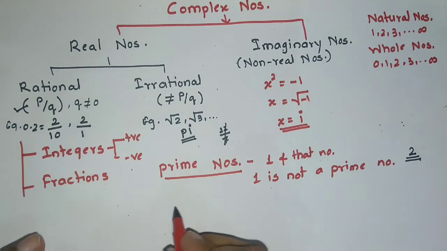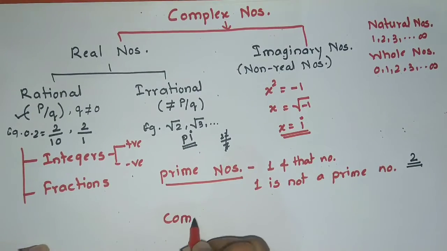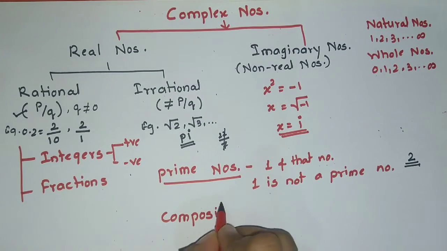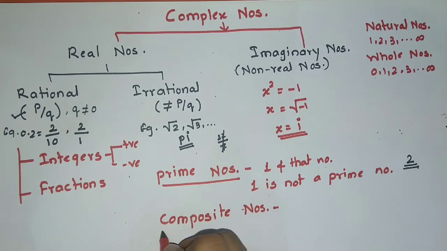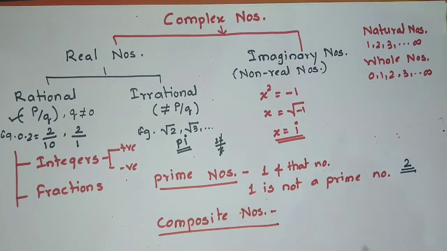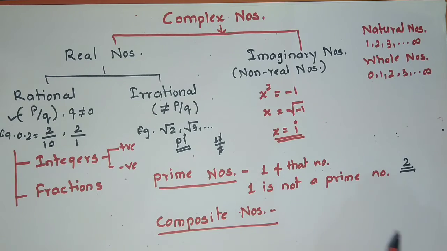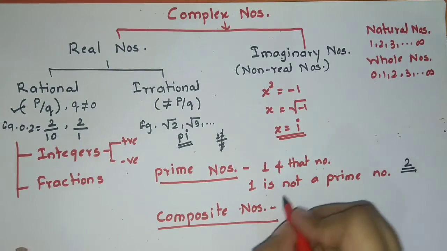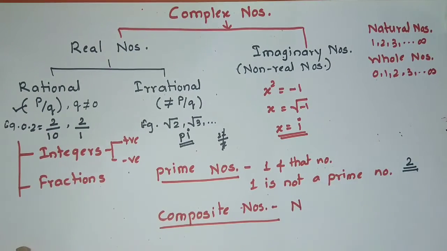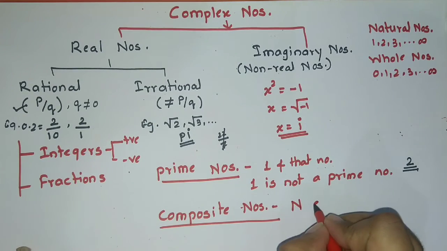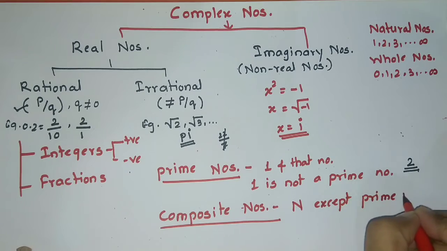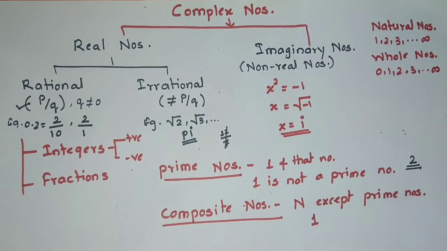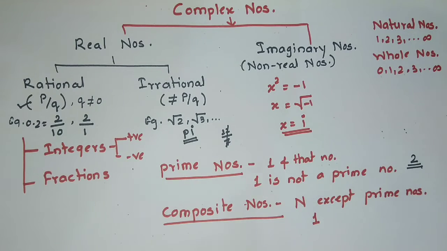Besides prime numbers, there are composite numbers too. All the natural numbers except prime numbers are composite numbers. Natural numbers are denoted by capital N. All natural numbers except prime numbers are composite numbers. 1 is a composite number. 2 is the smallest prime number.